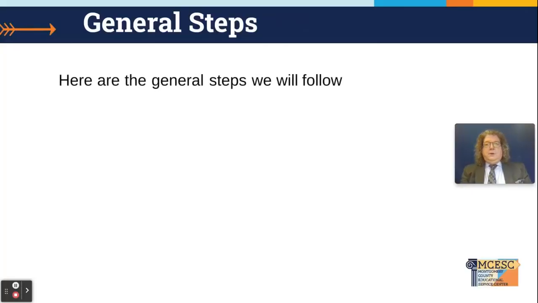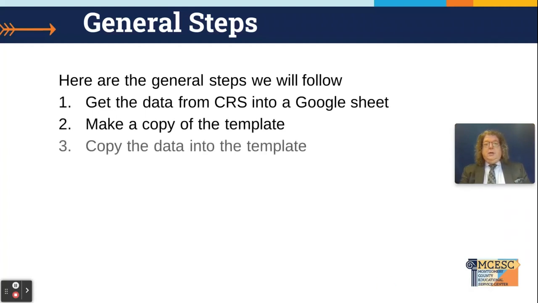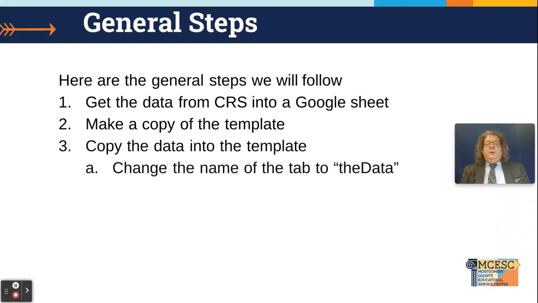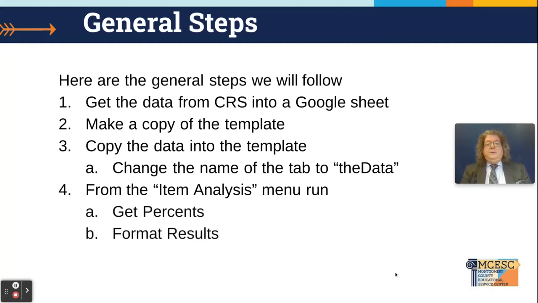Here are the general steps we're going to follow so that we can manipulate the data and get it into a format that we're more familiar with. First thing we've got to do is get the data from the CRS and get it into a Google Sheet. We're then going to make a copy of the template. Then we're going to copy the CRS data into the template. From there, we're going to change the name of the tab in our template file to data. And from the item analysis menu, we're going to run two functions. First one is get percents. Next one will be format the results.